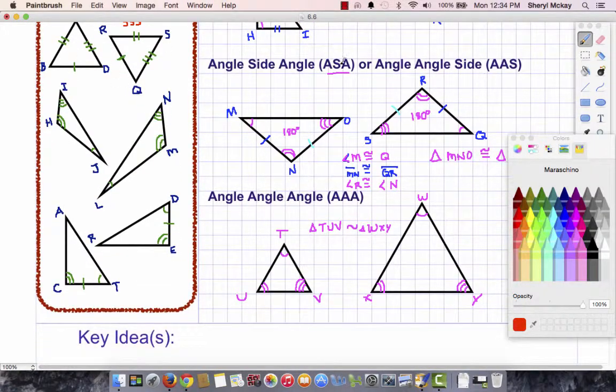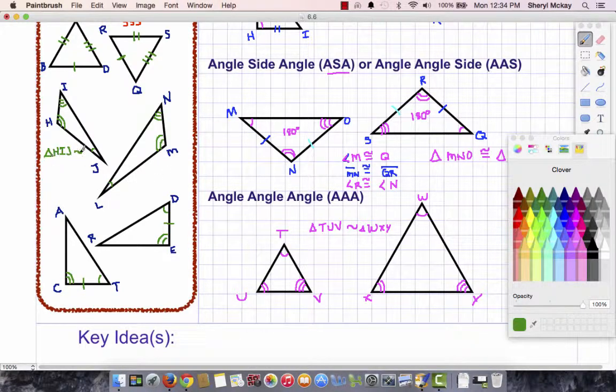Here we have triangle HIJ. And then we've got this triangle over here. And can you tell me if they are congruent or not? You're correct. They are not congruent. And the reason why is because there's no equal sides. We don't know anything about the sides. All we know is that it's angle, angle, angle. And all that tells us is that they are similar. And we can write these in the correct order.